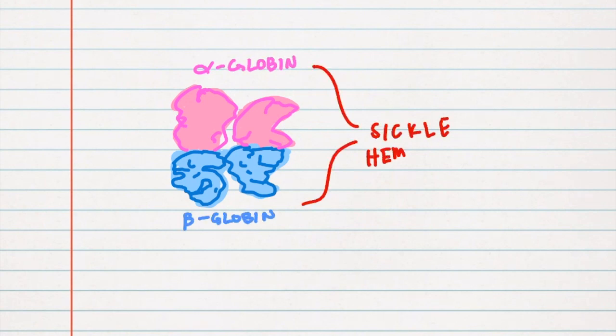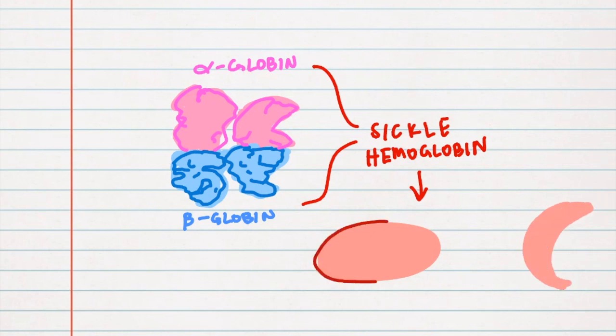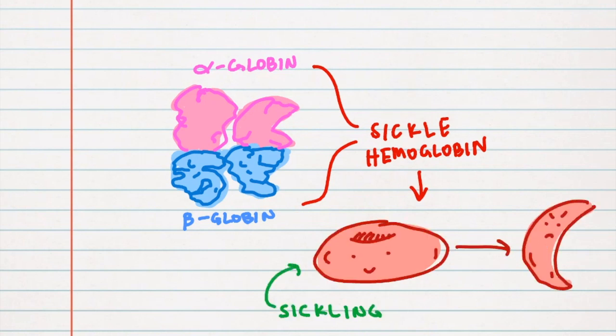A hemoglobin tetramer with 2 alpha-globins and 2 mutated beta-globin proteins is called a sickled hemoglobin, or HbS. When HbS is deoxygenated, it changes shape, which allows it to form long polymers that distort the red blood cells into a crescent shape. This process is called sickling.